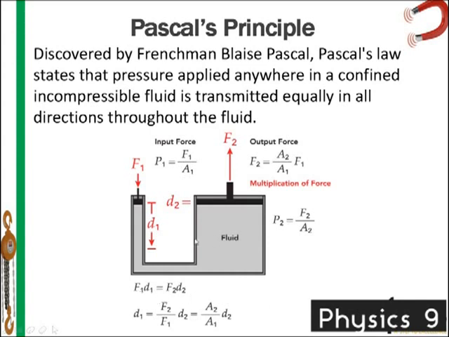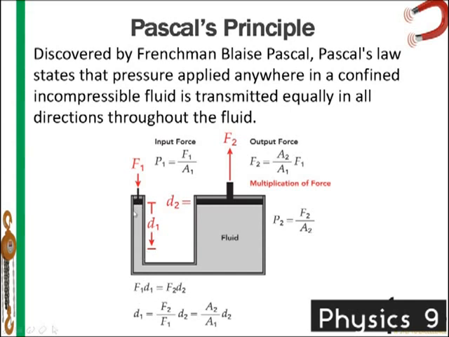Now, the important thing to note is that the work done by the piston in moving from this position to, say, this position here, a distance of d1, is equal to the force applied multiplied by the distance. So F1 multiplied by d1 is equal to the work done in moving that piston from this position to that position.